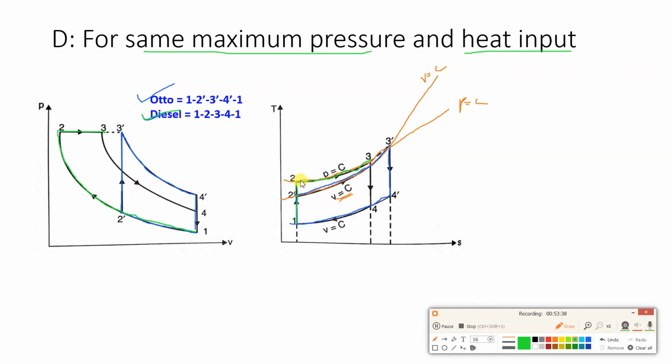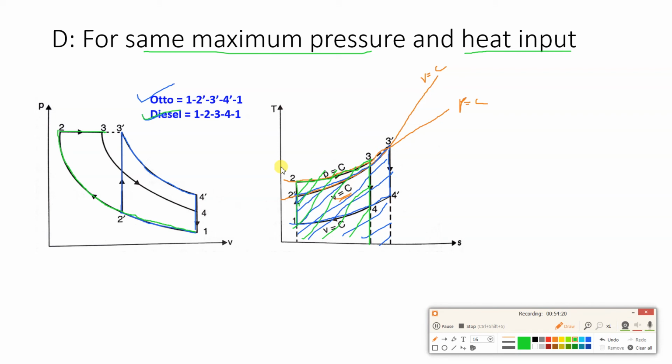So here you can see 2 to 3, it is constant pressure heat addition in case of diesel cycle. Now what is the significance of this is, you can see now area under 2 dash 3 dash, which is for Otto cycle, this will be the area, and this will give you heat input in case of Otto cycle, and it will be same as this area 2 to 3, it will be same as this area. So heat input is same. This is the significance of this diagram.